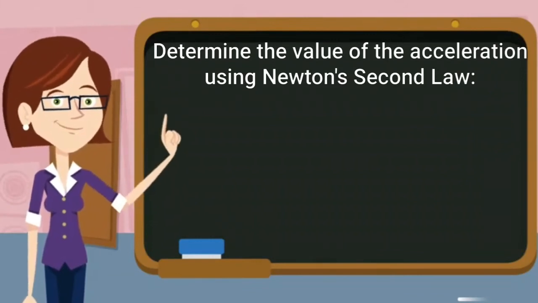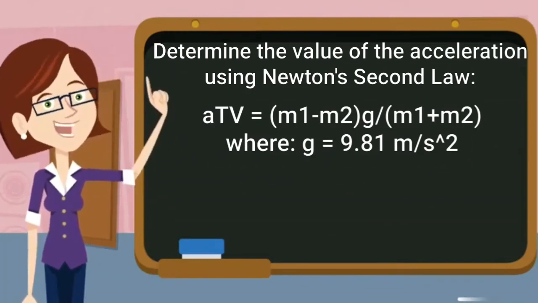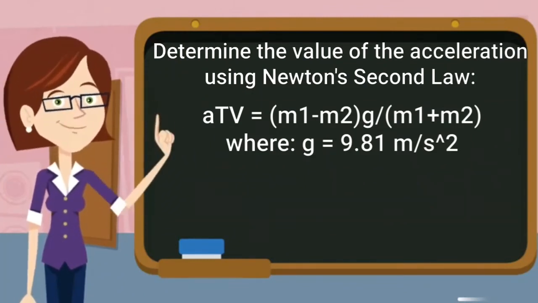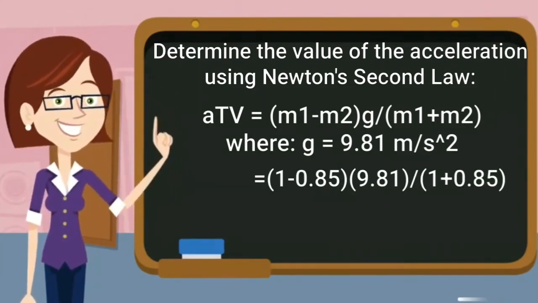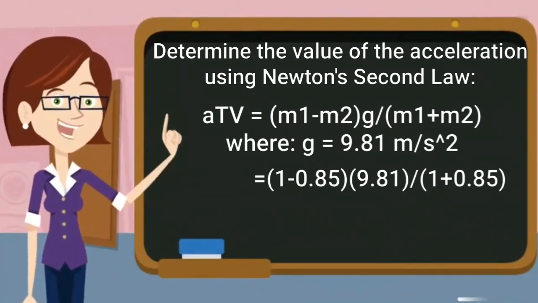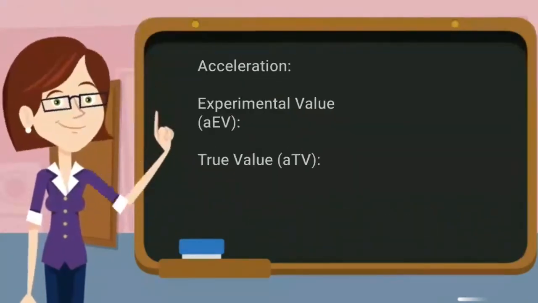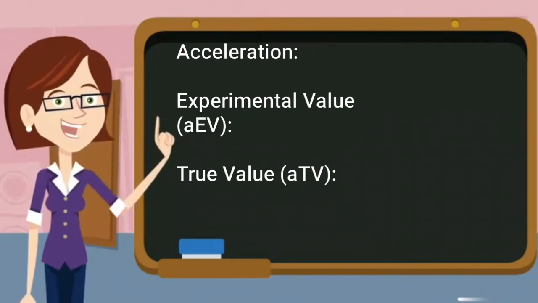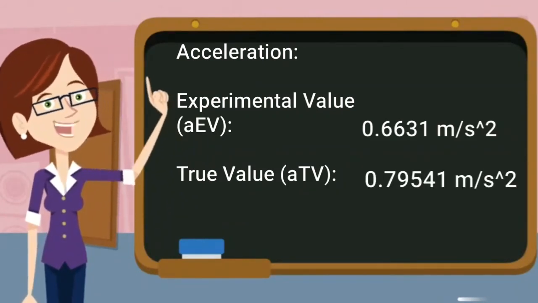Determine the value of acceleration using Newton's second law. ATV equals m1 minus m2 times gravity divided by m1 plus m2, where gravity is equal to 9.81 meters per second squared. And that will be 1 minus 0.85 times 9.81 divided by 1 plus 0.85. Then you will get the answer of 0.79541 meters per second squared. So we got in acceleration the result of experimental value, which is 0.6631 meters per second squared, while the true value is 0.79541 meters per second squared.